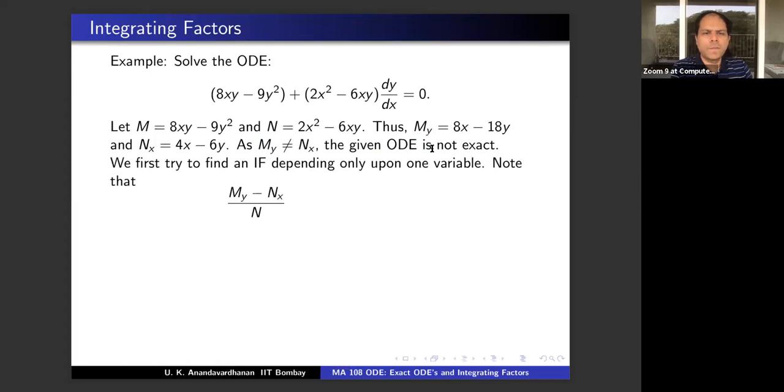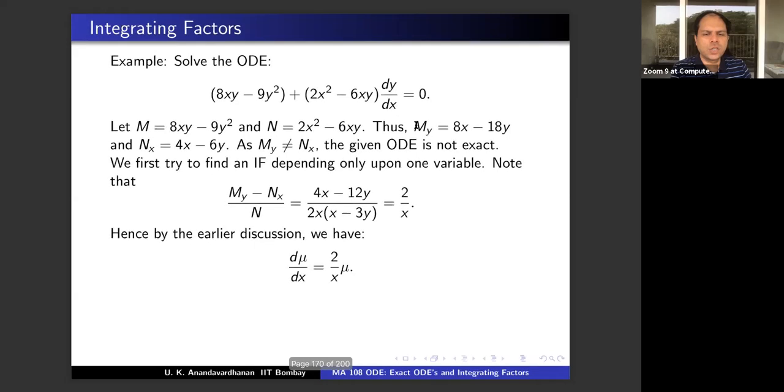So let us do My minus Nx by N. So what is My minus Nx by N? It is 4x minus 6y by 2x into x minus 3y. And that is 2 by x. And that's a function of x alone. So at this stage itself, you can do both. You can do My minus Nx by N and Nx minus My by M. At this stage itself, you can check. If one of them is a function of something alone, then you can continue.